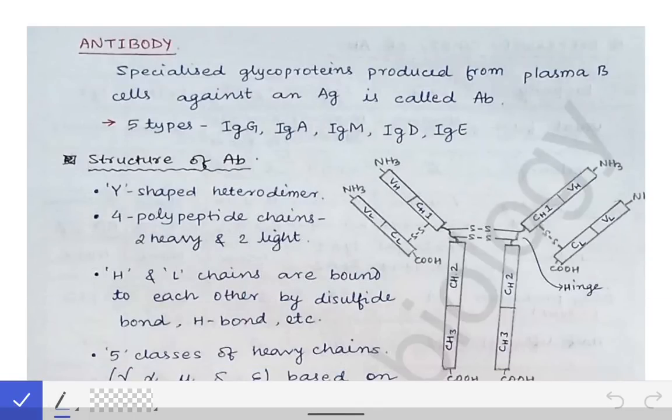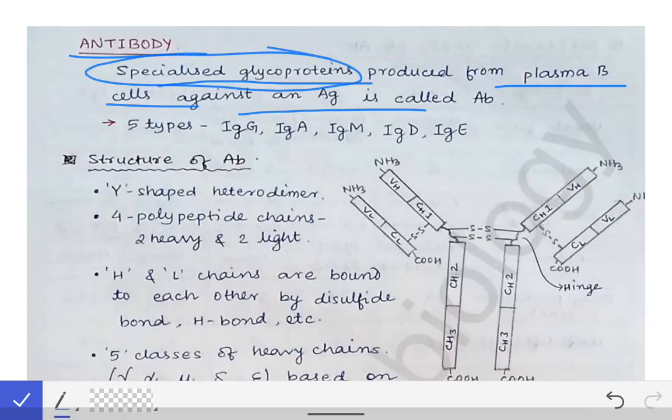Now we are going to start with the antibodies. So first of all, what is the definition of antibody? Antibody can be defined as the specialized glycoproteins which are produced from the plasma B cells against an antigen. This is the whole definition of the antibody. So antibodies are specialized glycoproteins which are produced by the plasma B cells against a particular antigen. Those are called antibodies. Now there are five types of antibodies which are IgG, IgA, IgM, IgD and IgE.